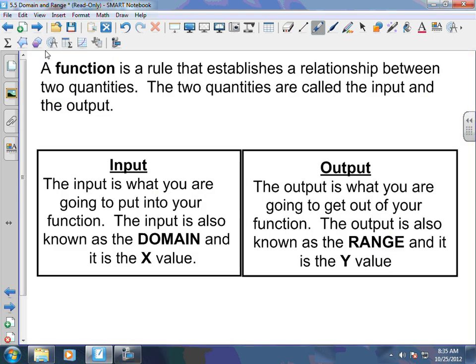Okay, today we're talking about a function. The function is something that establishes a relationship between two quantities. The two quantities are called the input and the output.